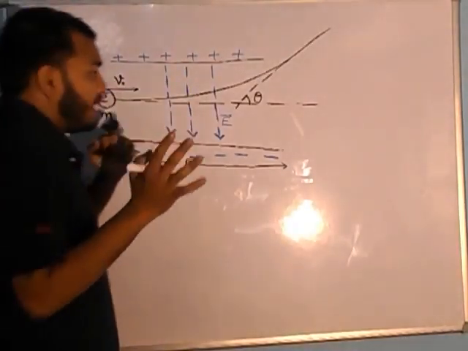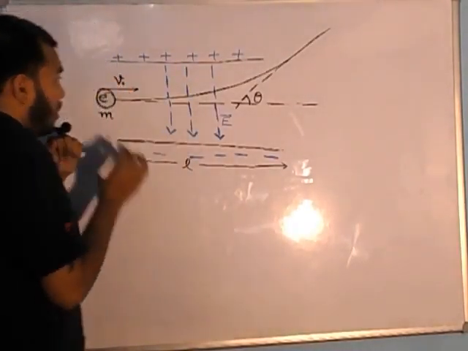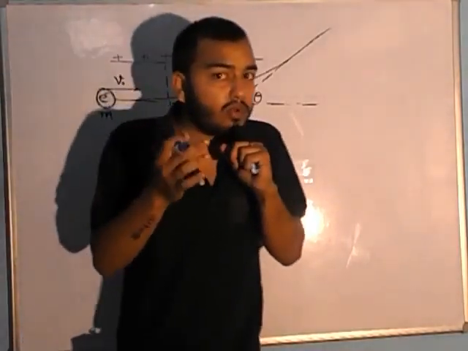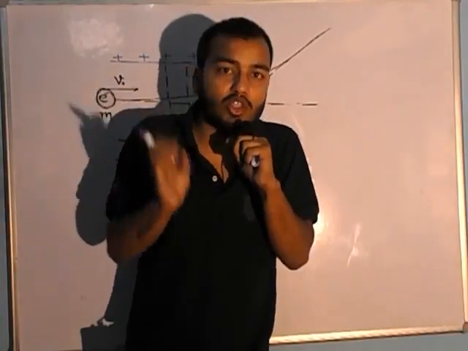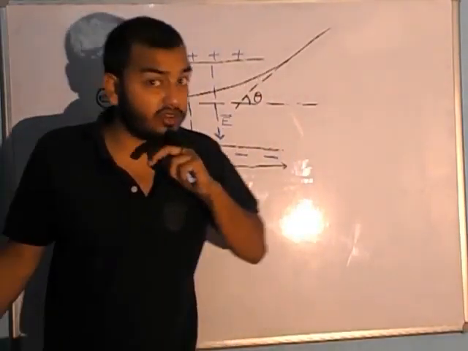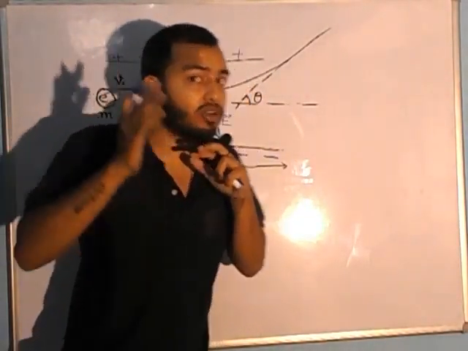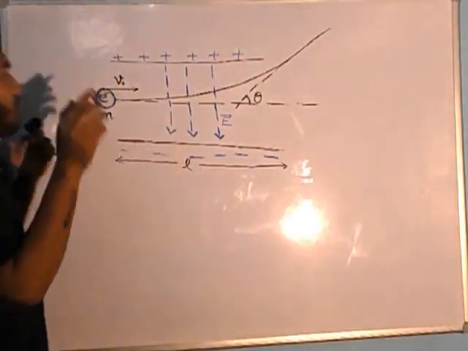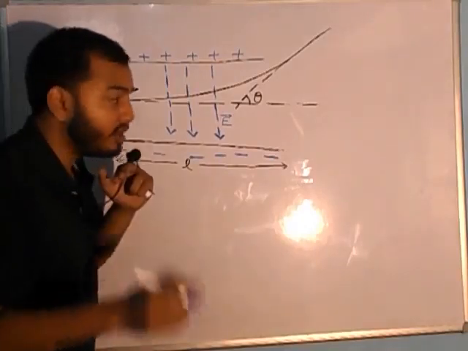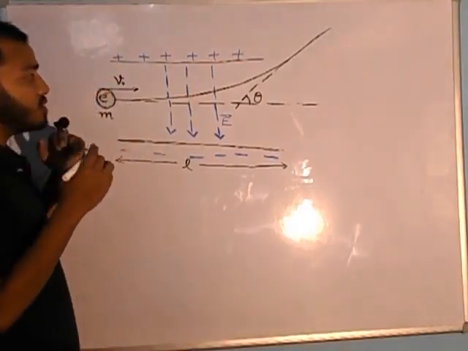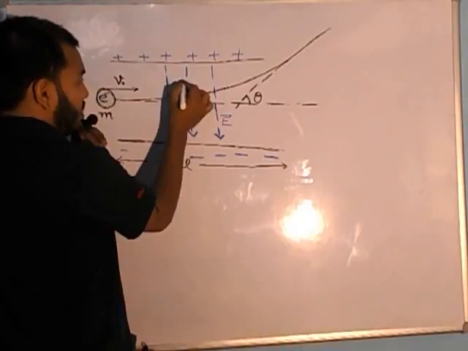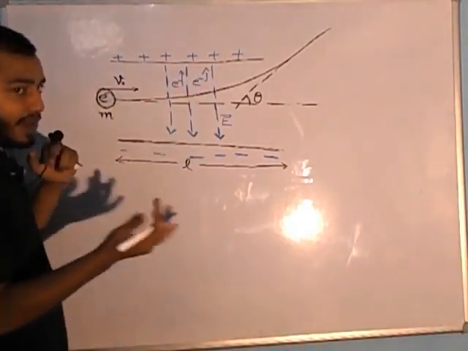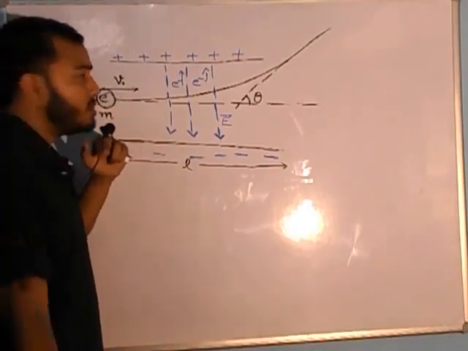Now let us see what kind of force acts on the electron. When a particle is in an electric field, it experiences a force F equal to Q times E, where Q is the charge and E is the intensity of the electric field. But the force on a positive charge is in the direction of the field, while the force on a negative charge, which is an electron, must be opposite to the direction of the electric field. So when an electron comes over here, it experiences an upward force.